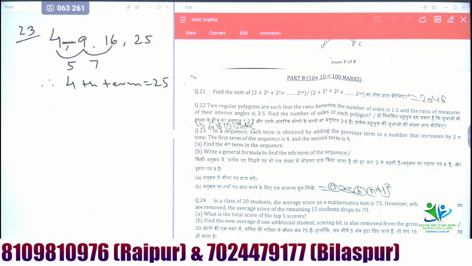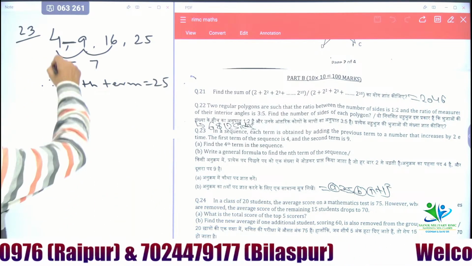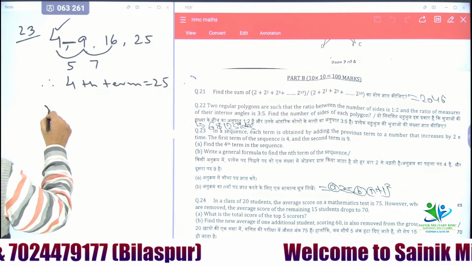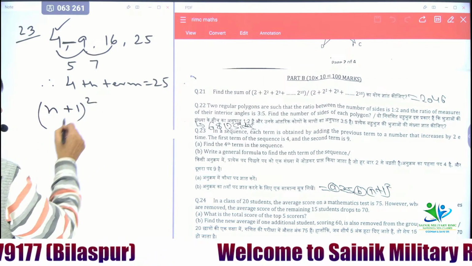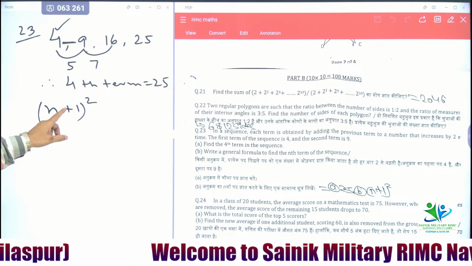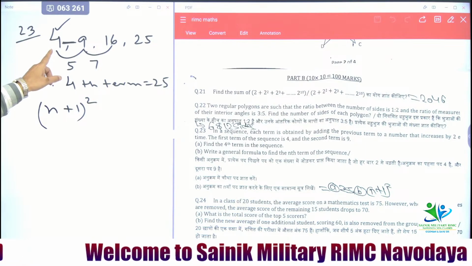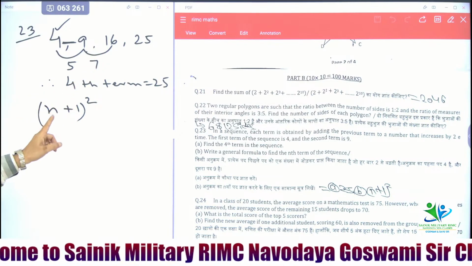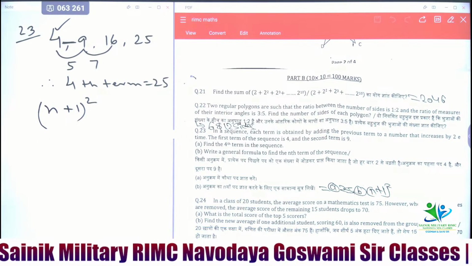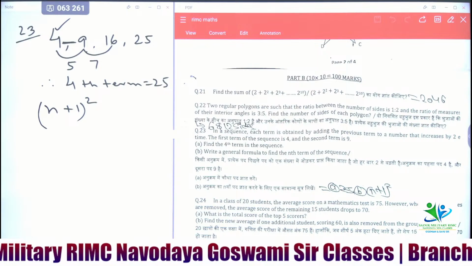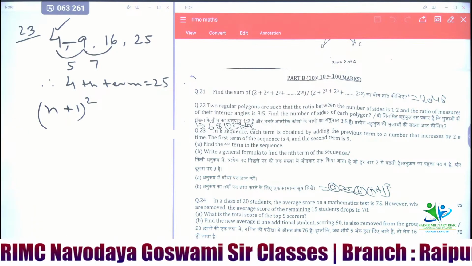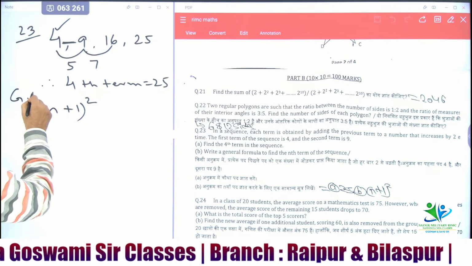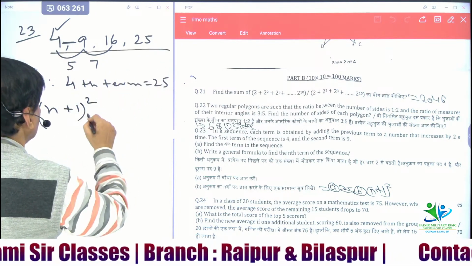Also, you have to write the general term. Now see here, your first term is 4, and that is (n plus 1) whole square. Because if we put n is equal to 1, 2 square is 4, you get the first term. n is equal to 2, then 9, n is equal to 3, then 16, n is equal to 4, that is 25. That means the general term is (n plus 1) whole square. From the general term, you can find any term of this sequence. By seeing the pattern, you can write the general term.